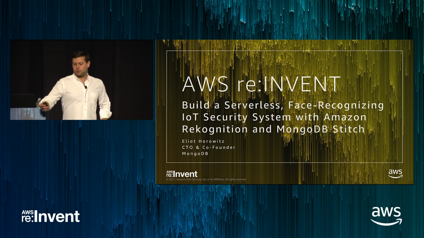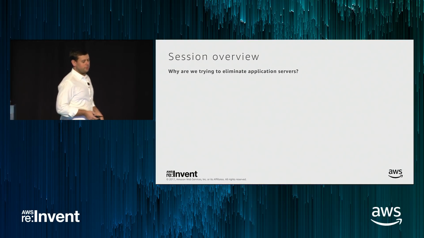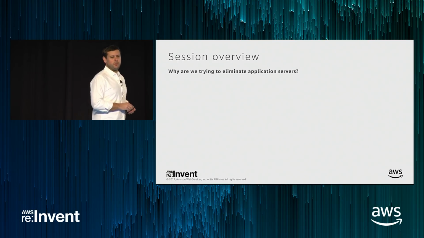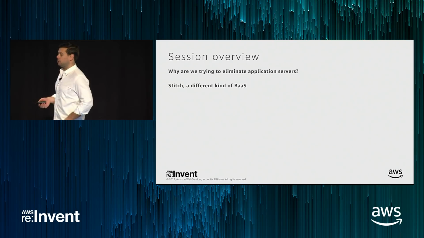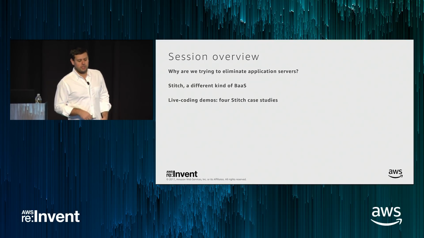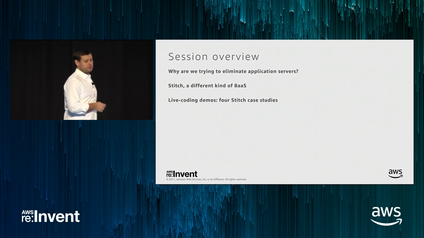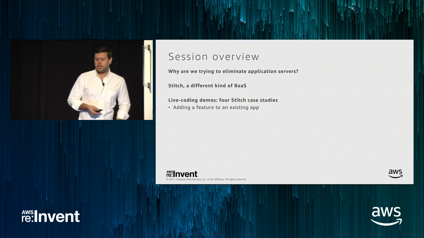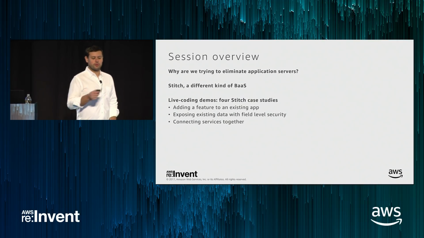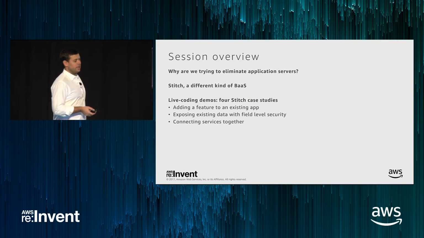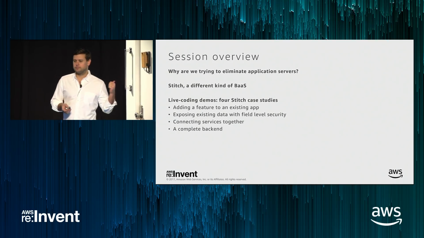So what are we going to talk about this morning? First, we're going to talk a little bit about why serverless, why we are trying to get rid of application servers, and a little bit about Stitch, which is a different kind of backend as a service. Then we're going to do 4 different demos. The first one will be adding a feature to an existing app. The second will be looking at how the rules in MongoDB Stitch work. The third will be connecting these things to services and functions. And the fourth will be the door.